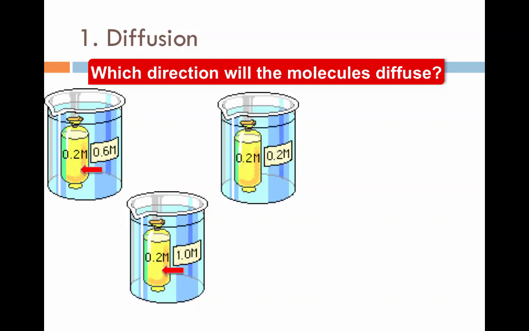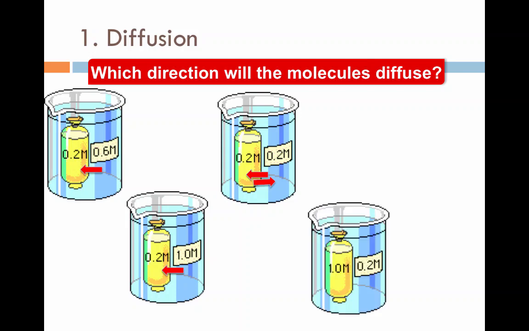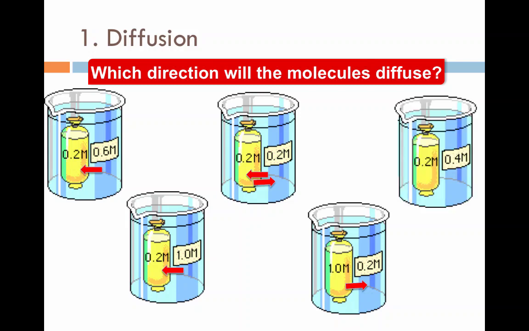Which direction will the molecules move? Looks like the concentration is equal. If it's equal, the molecules move in both directions equally. Which direction will the molecules move? Out of the cell, because it's higher inside the cell than outside of the cell, so the molecules will move out. Which direction will the molecules move? Into the cell.